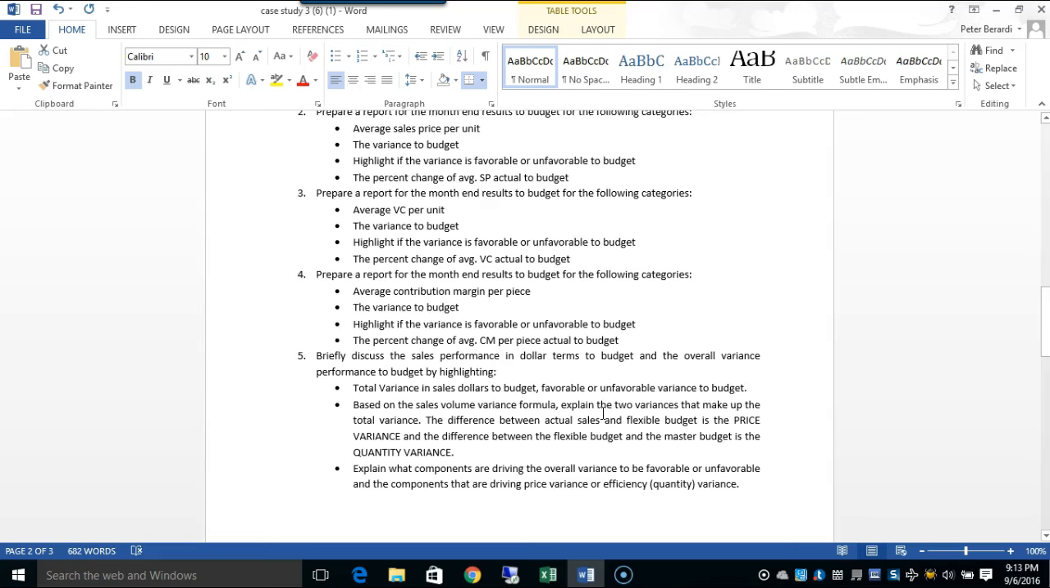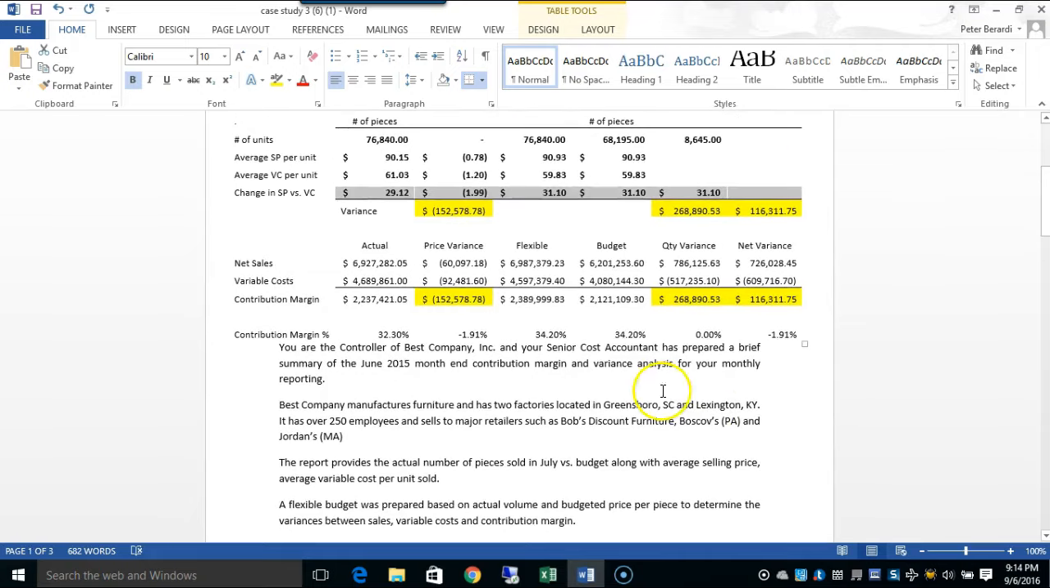Then go on and write and discuss in a nice outline to briefly discuss the sales performance in dollar terms to budget, the overall variance performance to budget by highlighting. Talk about what makes up that variance. The total variance in sales dollars to budget, favorable or unfavorable, based on the sales volume variance formula or the quantity. Explain the two variances that make up the total variance, the price and the quantity. Right here, price variance and quantity.